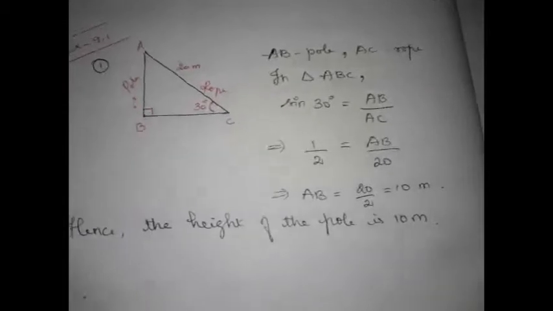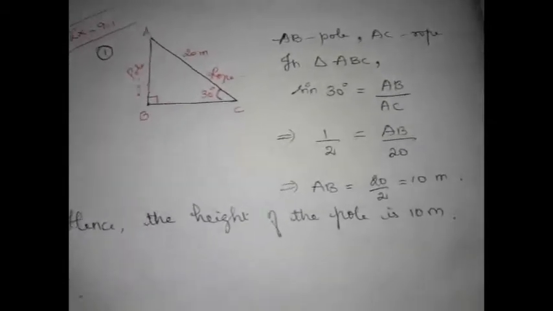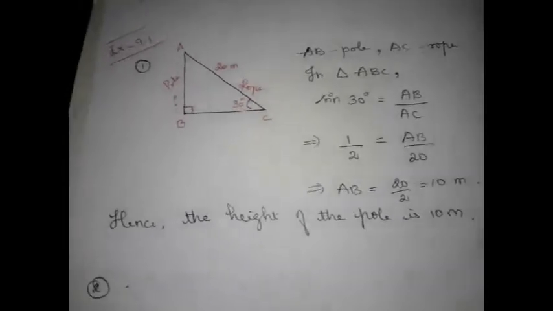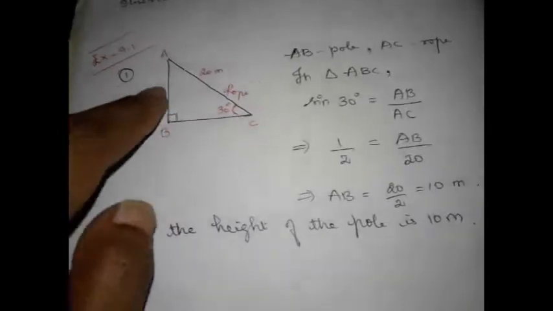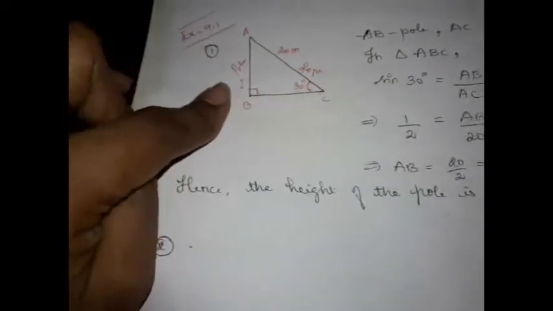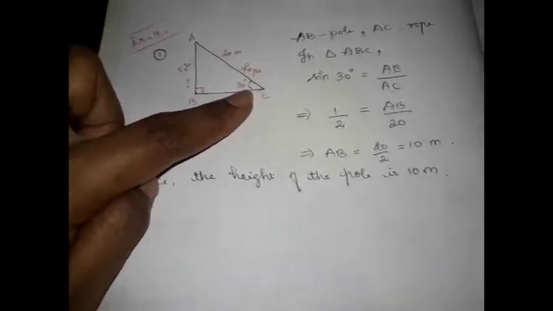A question should immediately arise, right? Why should we go with sine? Why don't we go with the cosine function or tan function? That's what I told you. You need to think and analyze with the given data and the thing which you need to find out. We need to find the height of this pole and we know the hypotenuse. This height is the side opposite to your angle. So the ratio related to the opposite and the hypotenuse is the sine ratio. That's why we are going with the sine ratio here.